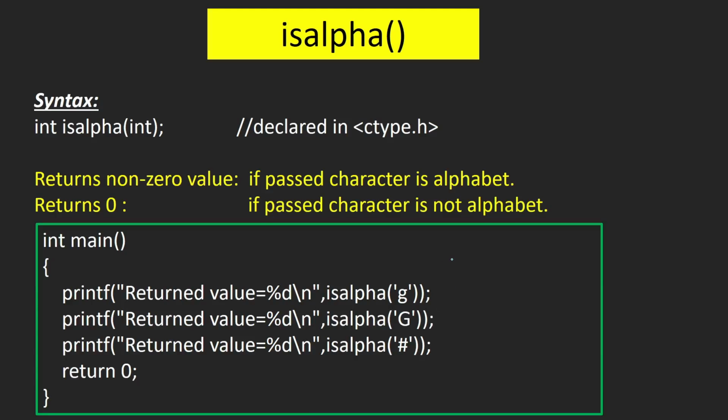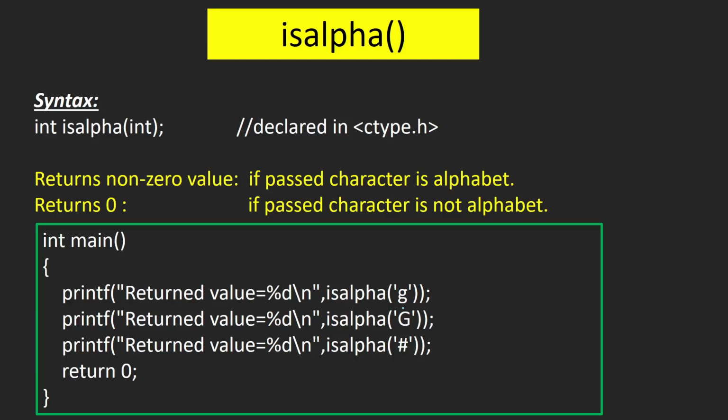Now let's understand this with the help of an example. Here I have used the isalpha function, and whatever isalpha returns, I am printing using %d. Here I have passed small g, here capital G, and here hash. In this case, small g is a character, so the isalpha function should return me a non-zero value, either positive or negative. Now one thing to note is that small g is a character, and in the declaration of this function we have an integer parameter. So actually this small g is converted into its ASCII value.